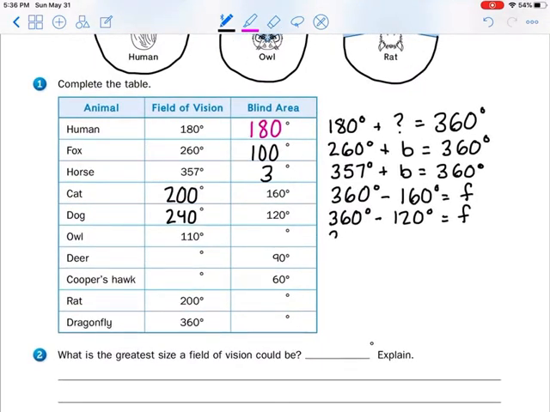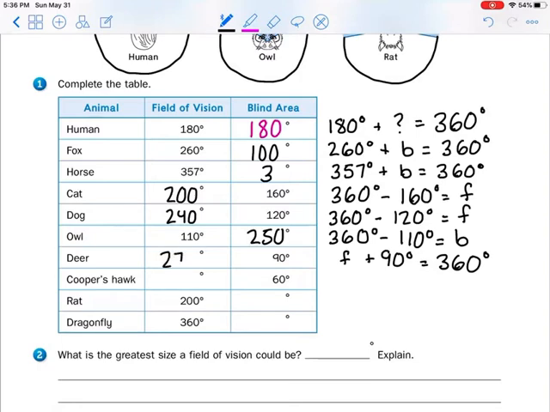Okay, an owl can see 110 degrees in their field of vision without turning their head. So you're going to do 360 minus 110 degrees, and that's going to give you their blind area. And if you were to subtract 360 minus 110, you would get 250 degrees. Okay, a deer. So you can have the field of vision plus 90 degrees would give you 360. And if you did that out, you would get their field of vision is 270 degrees.